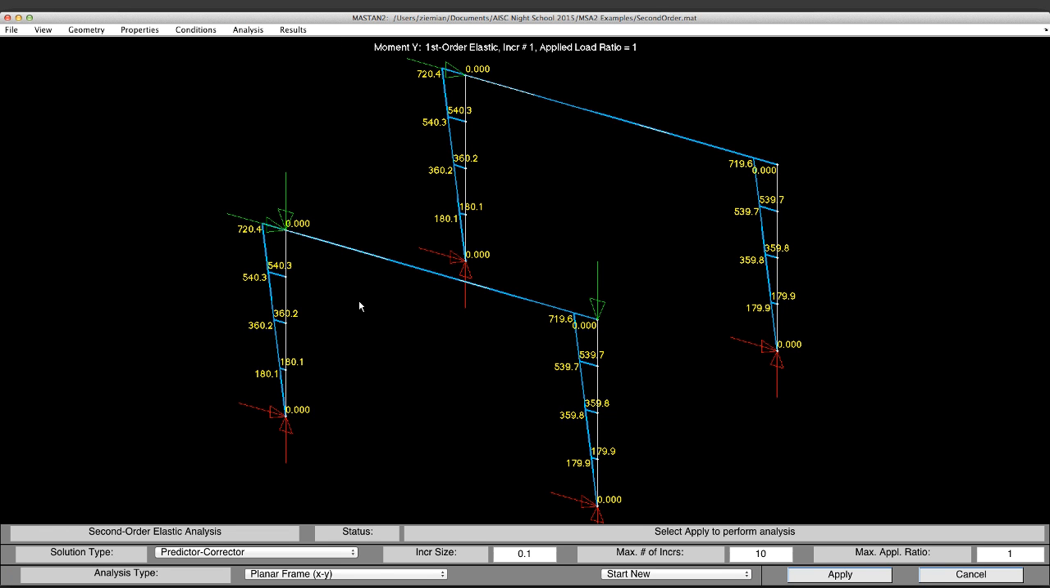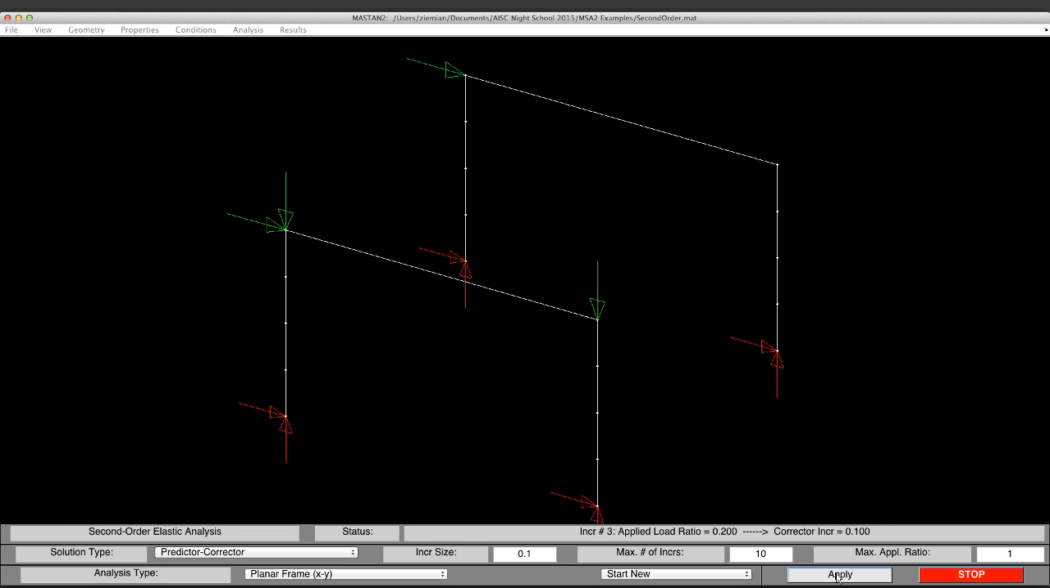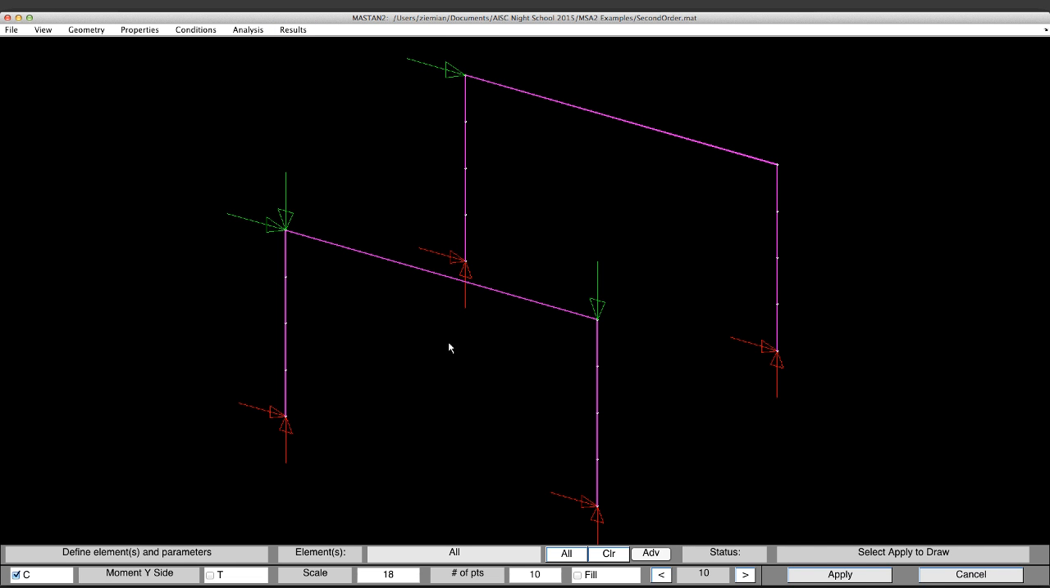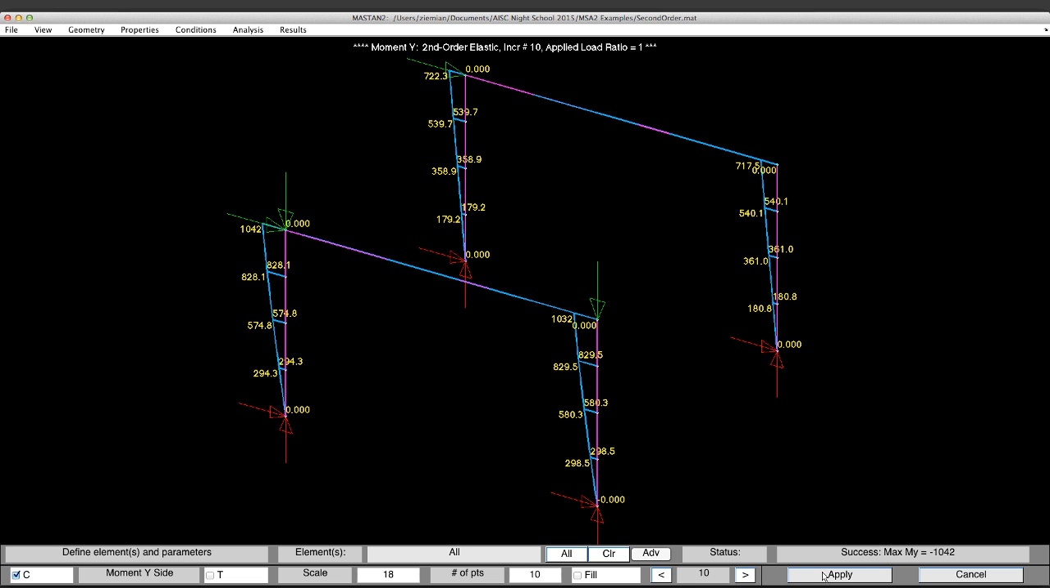And again, it's not rocket science. I'll hit the apply button, and in less than an instant it was done. All right? So these second-order analysis programs are quick. If we go to results and diagrams and moment Y, we can plot this moment diagram up. And now we have some interesting results. In the back, just under that horizontal load, the moment's still at 722. But now when we introduce gravity load on the front column, the moment does actually jump. And it jumps because of that second-order effect. And we've captured the second-order effect by doing a second-order analysis. So the moment went from 722 up to 1042.